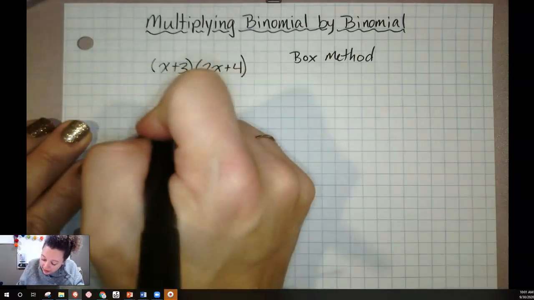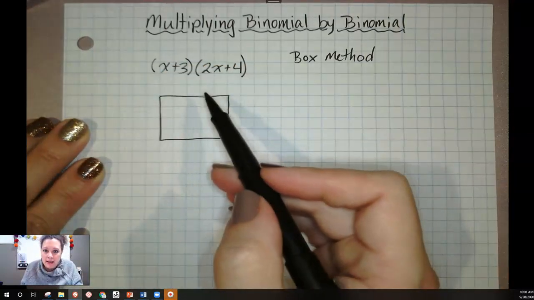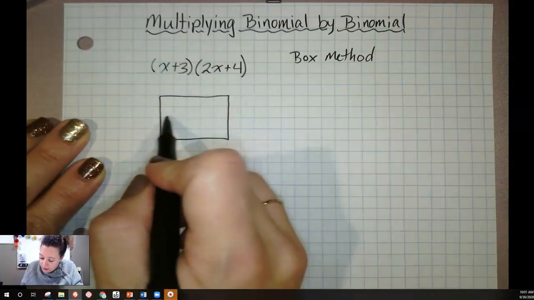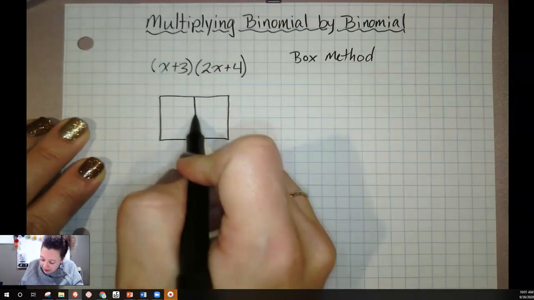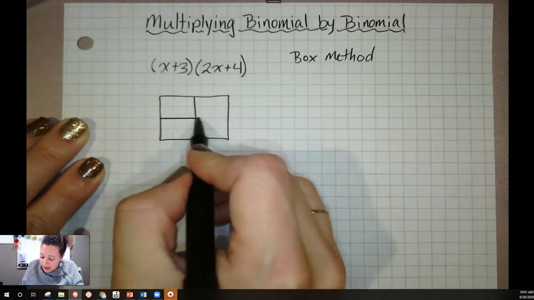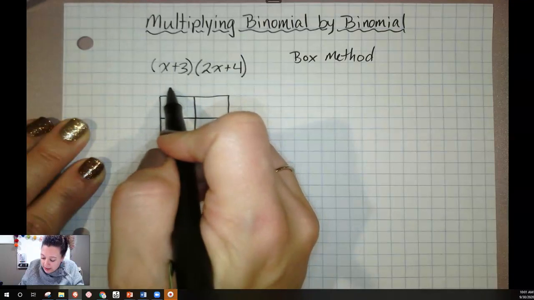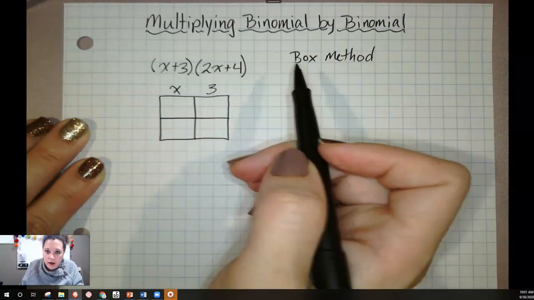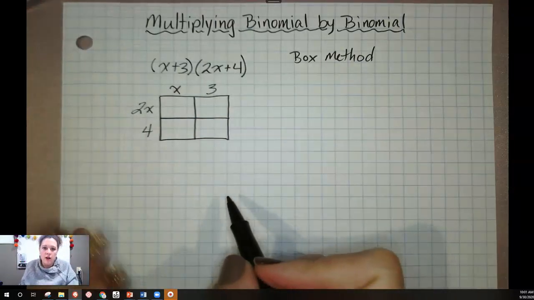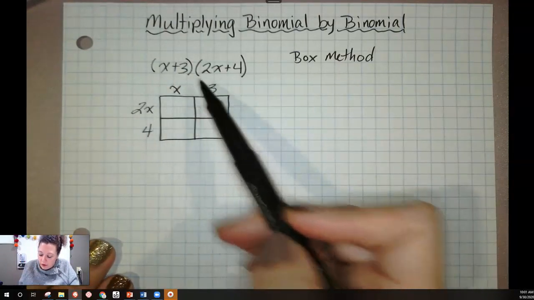So you're literally going to make a box. I'm going to split my box by how many terms I have in my first polynomial. I have two terms here, so I'm going to split this in half and make two columns to represent the two terms. And then I'm going to split it this way, and I'm going to have two rows. Why is that important? Well, I'm going to put one of the polynomials on top. It doesn't matter which one you put there. And then the other polynomial: I'm going to put 2x here and 4 there. So I have x and 3, and then 2x and 4, representing the terms from each polynomial.